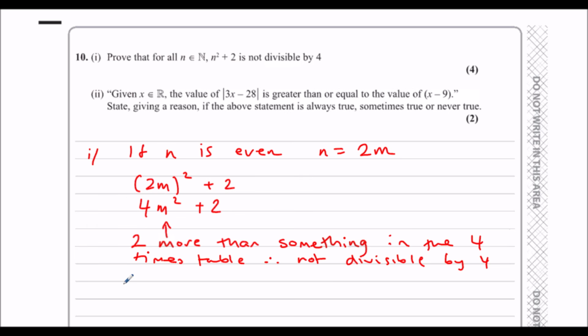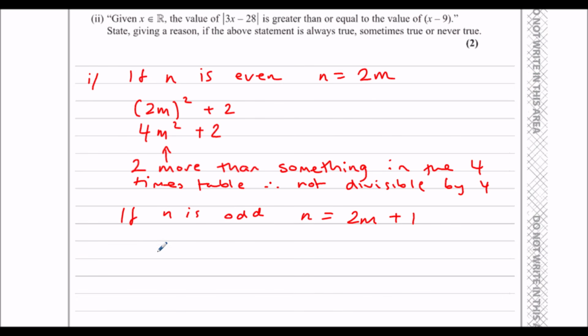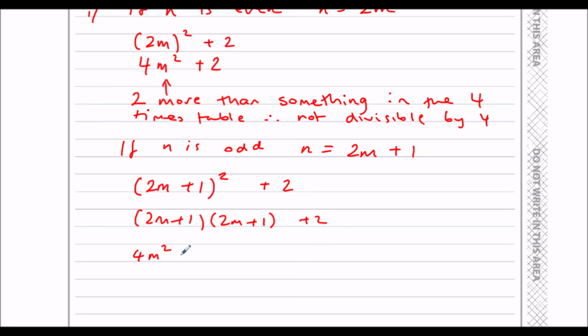And if n is odd, we can say n is 2m, the 2 times table, plus 1. So we've got 2m plus 1 squared plus 2 this time. And we'll square this, so 2m plus 1 times 2m plus 1, plus 2. So that's 4m squared plus 2m plus 2m plus 1 plus 2. So 4m squared plus 4m plus 3. So it's something in the 4 times table, a multiple of 4, plus 3.